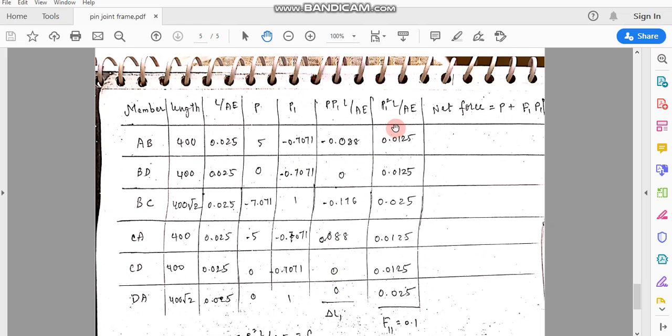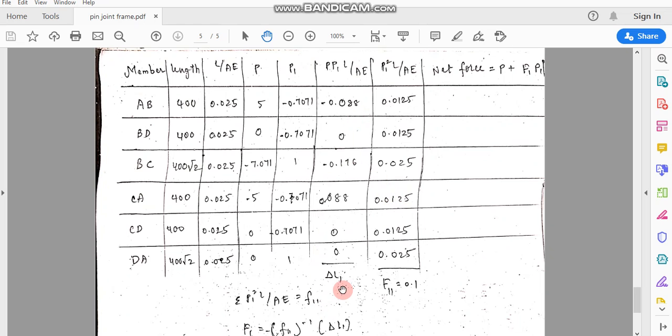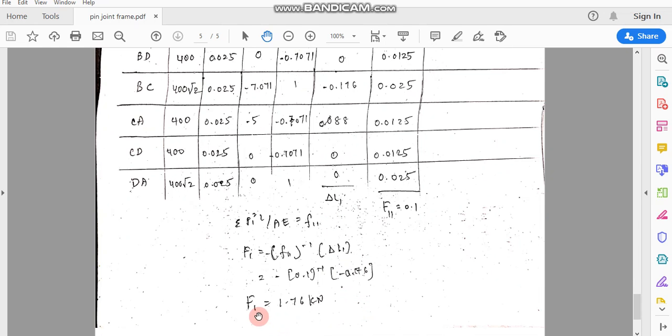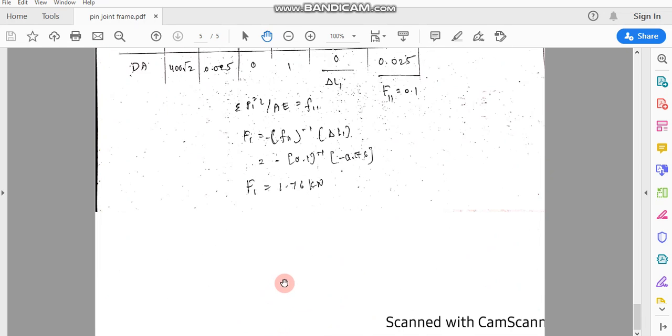Now again we'll go for P1 square L by AE. P1 square, you square it, you will get a positive value. L by AE, multiply this, you will get all these values. All the values are almost the same for all the cases. Next, you add the values, that is delta L1. Sigma P1 square L by AE is equal to your flexibility matrix F11. So F11 inverse into this value 0, you'll be getting force F1 is equal to 1.76 kilonewton.